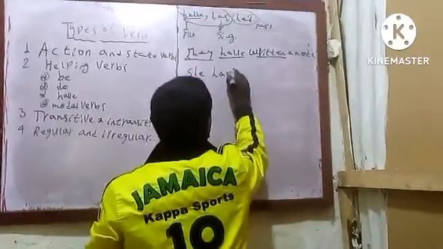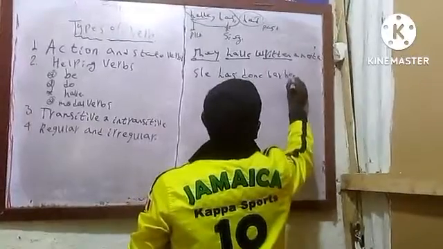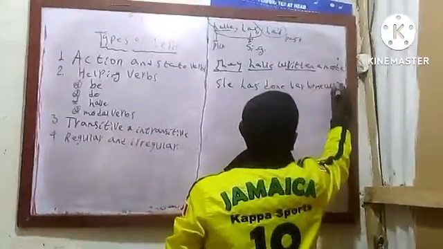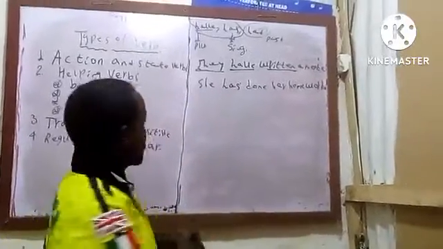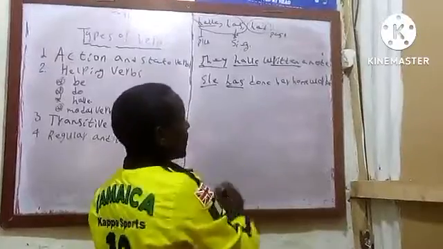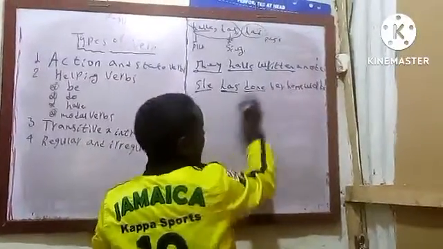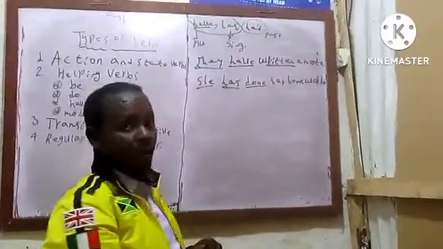She has done her homework, right? For instance, if I say she has done her homework, she is singular. There we use has, then verb 3, right, done, right? She has done her homework.